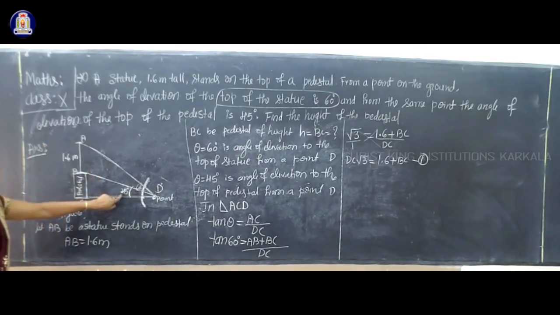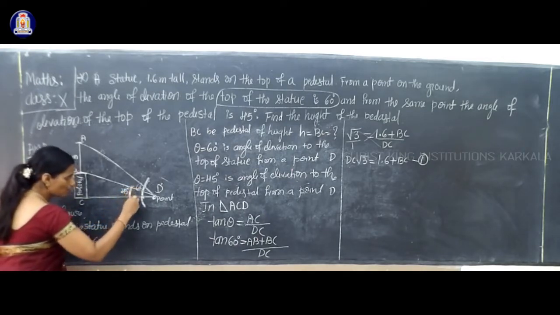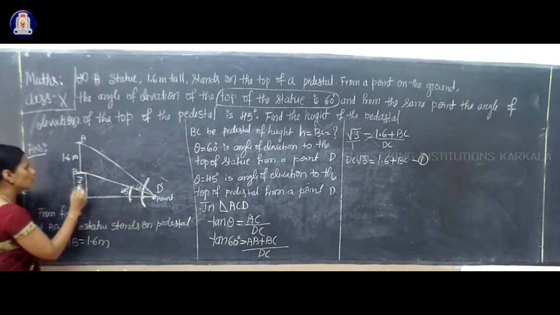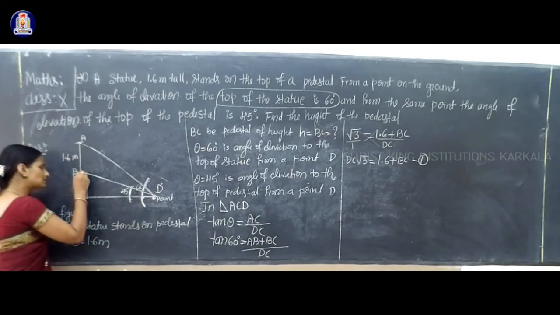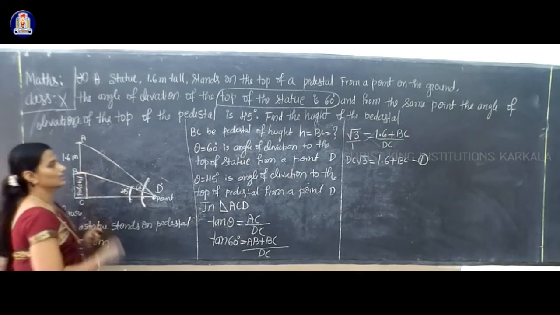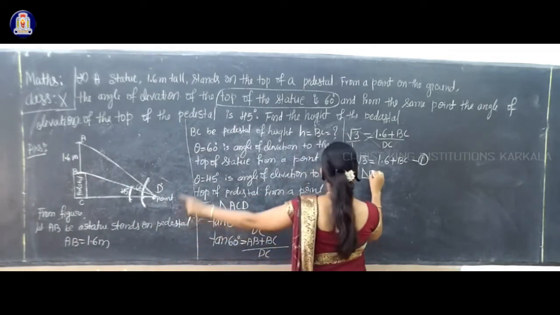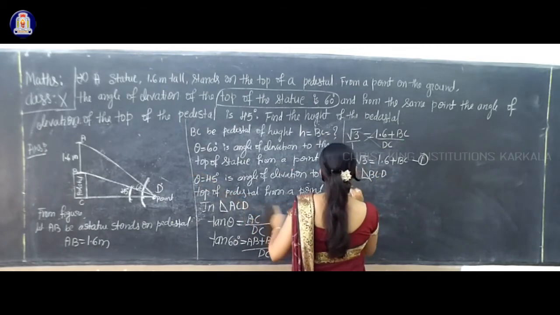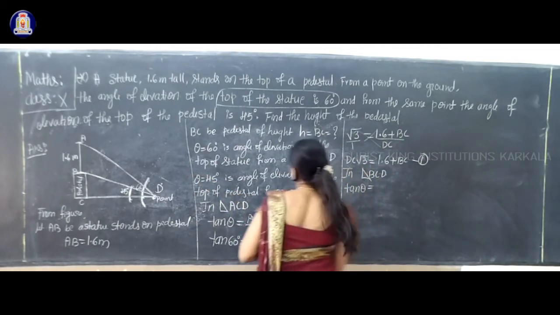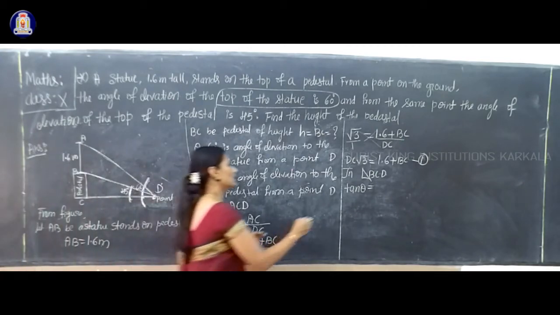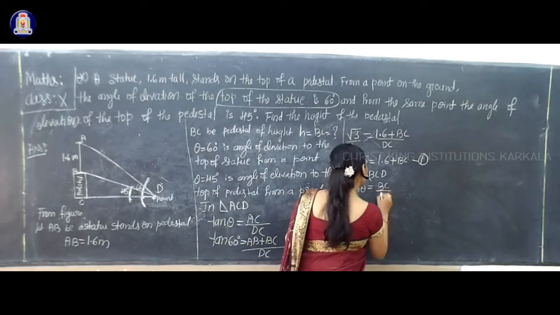Now with respect to 45 degree, identify the triangle. This is your 45 degree. It is in between these two lines. Means what is your triangle? Triangle is BCD. Yes, in the right angle triangle BCD. What is the tan theta? Tan theta is opposite side divided by adjacent side, that is BC divided by DC.